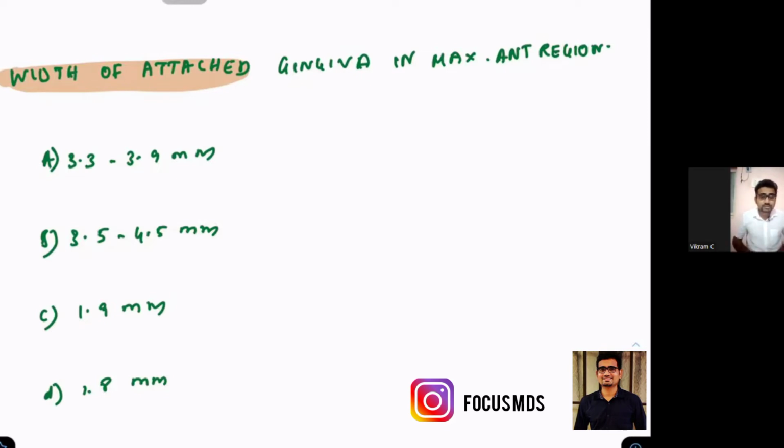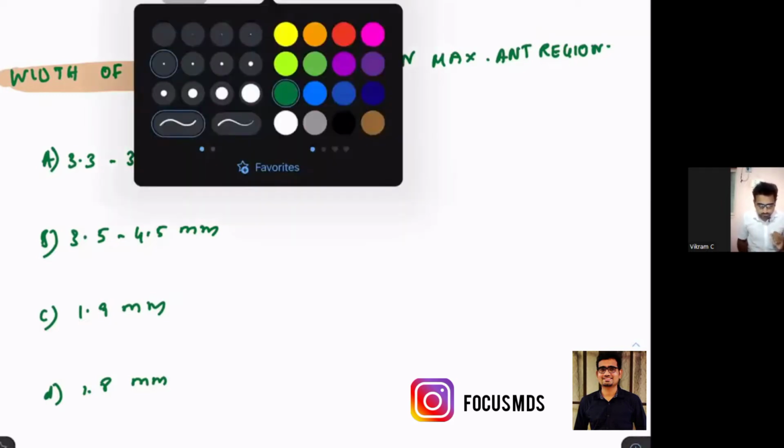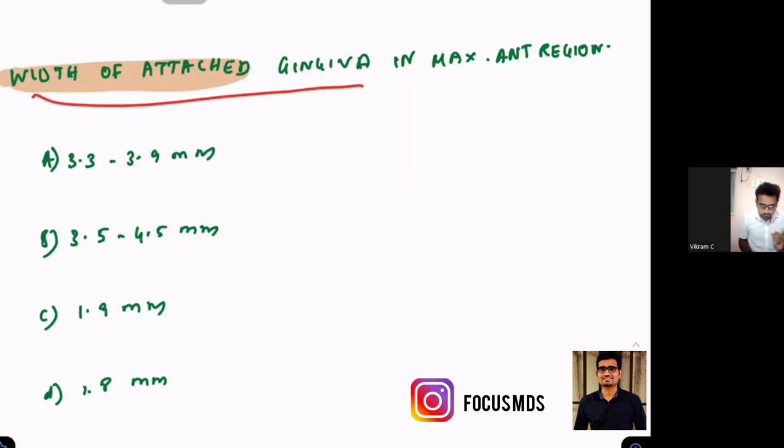Now, what are the things to read in theory pertaining to this MCQ? First, you have to identify the keywords in this MCQ, say for example, the width of the attached gingiva. You have to be very careful. You have to read less than 10 minutes from the theory, from your standard textbook. Don't sit more than 10 minutes for an MCQ, that is a total waste of time. So you have to cover all the details regarding this MCQ within the 10 minutes.